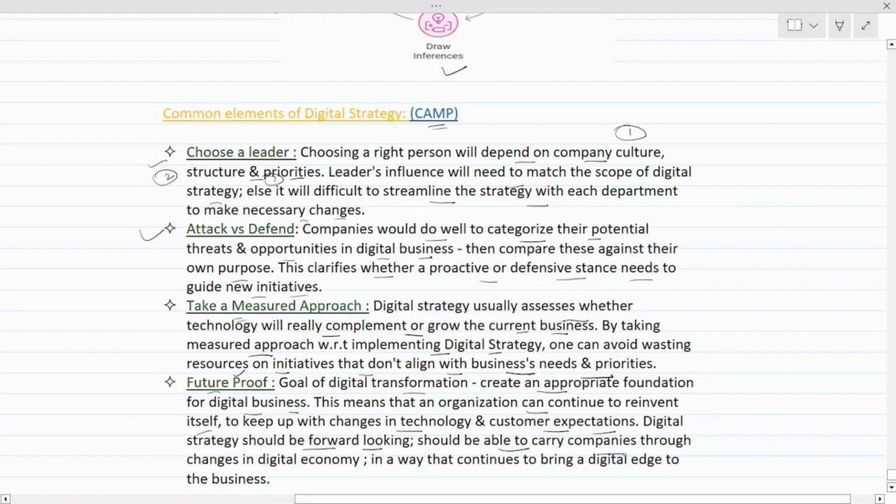It should be able to carry companies through changes in the digital economy in a way that continues to bring a digital edge to the business. So basically digital strategy should be forward looking. That means it should be more futuristic. It should be able to carry companies through changes in the digital economy and in a way that companies bring a digital edge or digital advantage to the businesses, right?